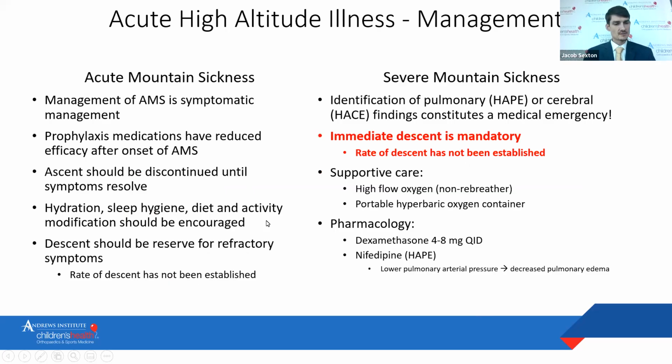So what is the management for all three of these conditions? For acute mountain sickness, it's symptomatic management. We were considering earlier your prophylaxis medications: your dexamethasone, your acetazolamide, and your nonsteroidal anti-inflammatory medications. Once you have onset of these symptoms, typically the prophylaxis medications' efficacy goes down, and you just have to treat them supportively through that time.